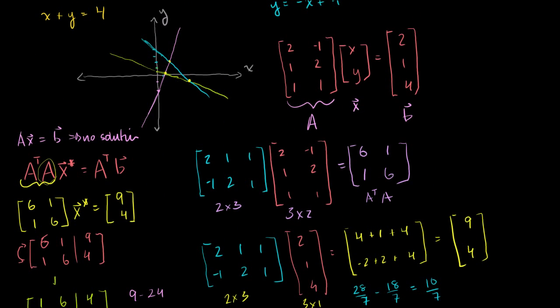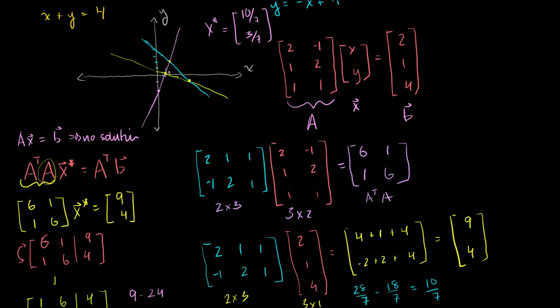What is 10/7? So let me write this down. X star is equal to 10/7 and 3/7. Our least squares solution is x equal to 10/7. So x is a little over 1. And then y is going to be 3/7, a little less than 1/2. So our least squares solution is going to be this one right there.